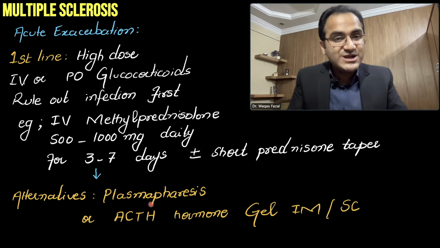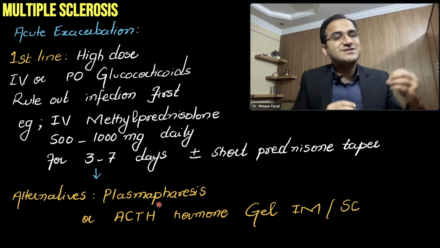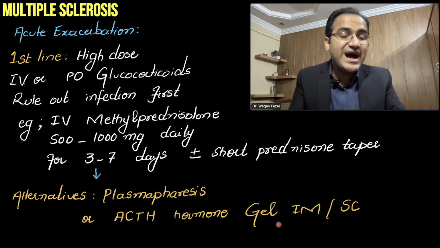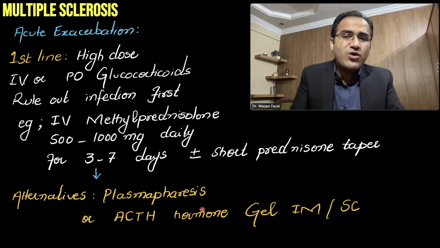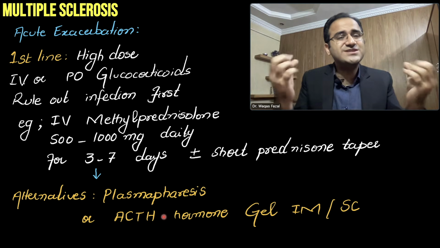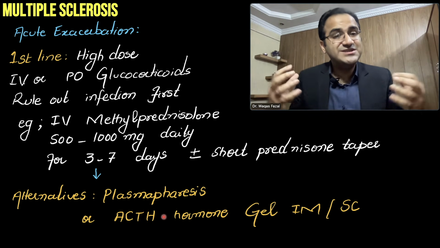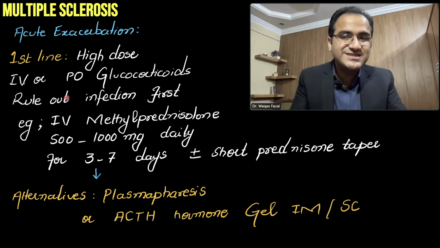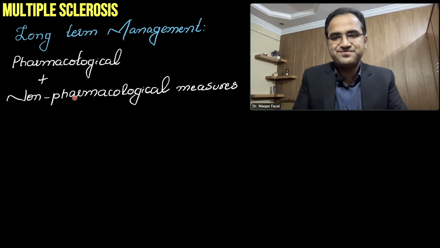Alternatives include plasmapheresis. In plasmapheresis, you remove the antibodies that are attacking the brain, or ACTH hormone gel IM or subcutaneous. Now these are only options if the patient cannot receive glucocorticoids. ACTH is a hormone that stimulates the intrinsic cortisol, intrinsic steroids, and they suppress the immune system. So the main treatment you should remember is that IV or per oral glucocorticoid steroids are used in the exacerbation.